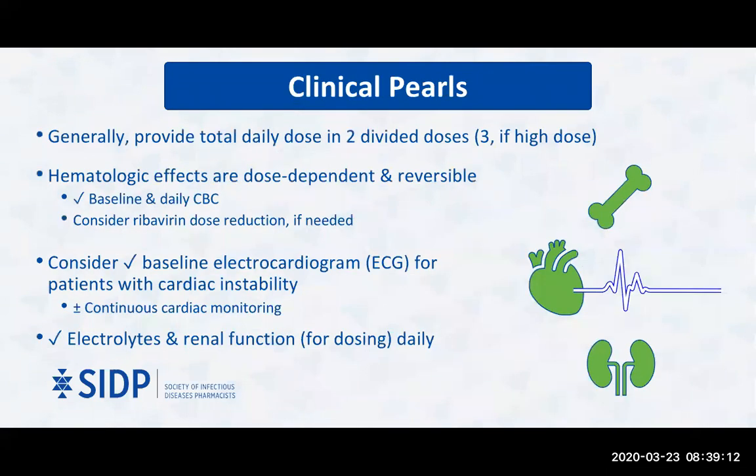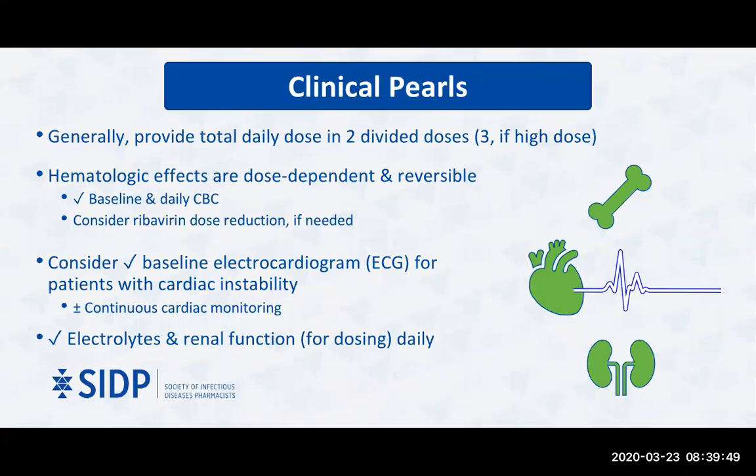Clinical pearls: we've talked a lot about the total daily dose of particularly oral ribavirin, and usually for hepatitis C and RSV, those are given in 2 divided doses. However, if you're doing high dose like coronavirus, you usually give it in 3 divided doses. Hematologic effects are dose dependent and reversible, so we do suggest getting a baseline and daily complete blood cell count for patients that are started on ribavirin, and then you can consider dose reduction and/or potentially discontinuation of the medication if the hematologic effects become relatively severe.